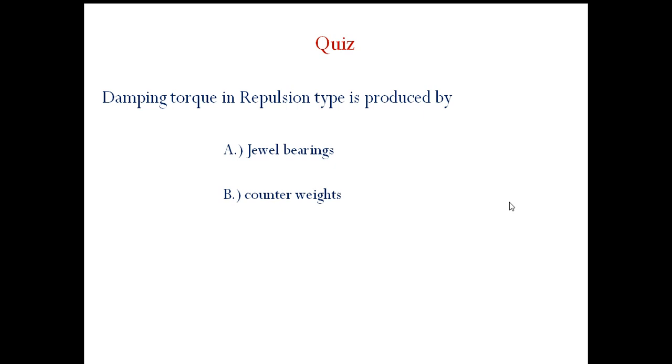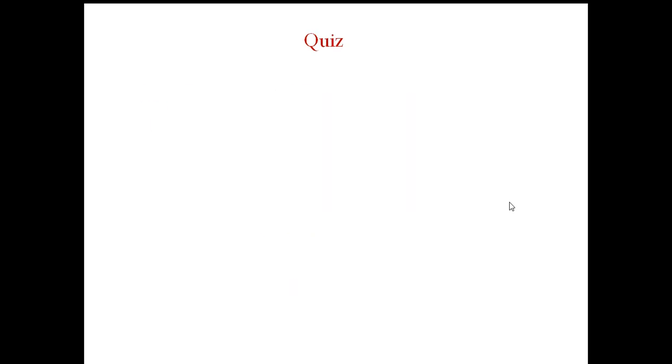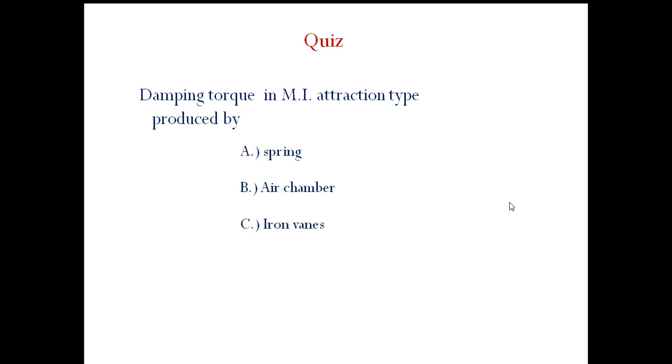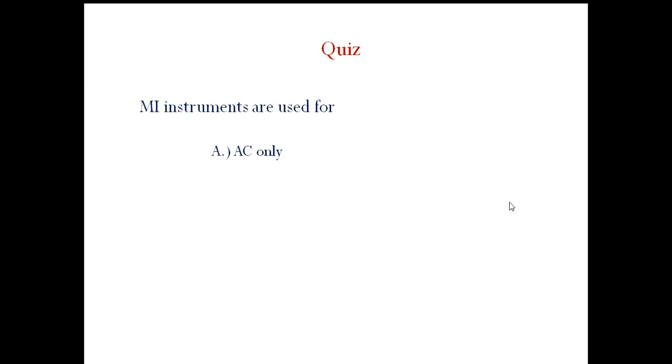Damping torque in repulsion type is produced by: jewel bearings, counterweights, air chamber, or iron weights. In this we are using air friction damping. So option C, air chamber. Damping torque in moving iron type instrument is produced due to air chamber. Option B. Moving iron instruments are used to measure both AC and DC. Option C.